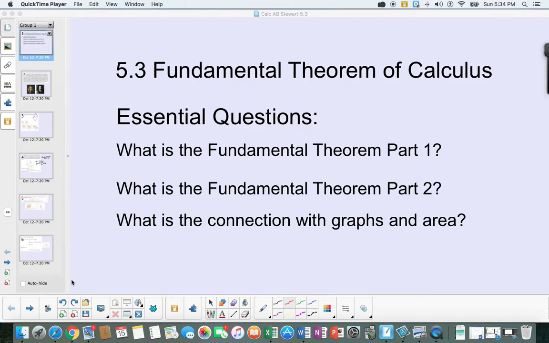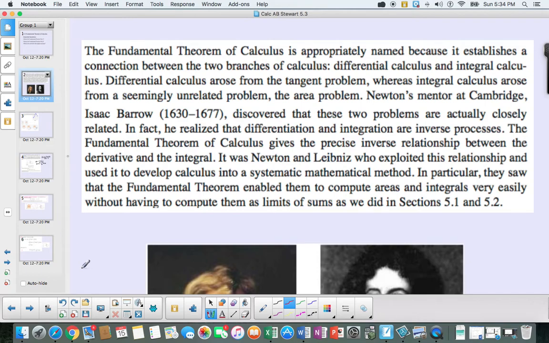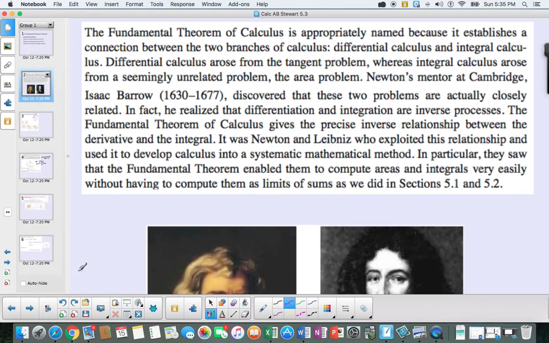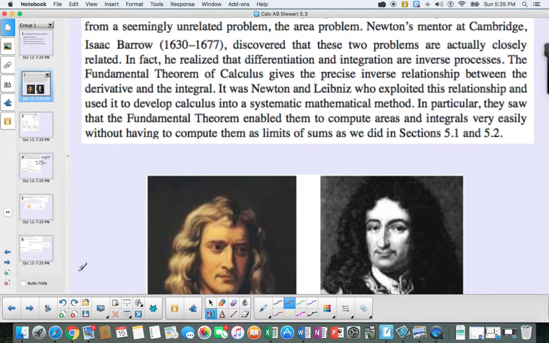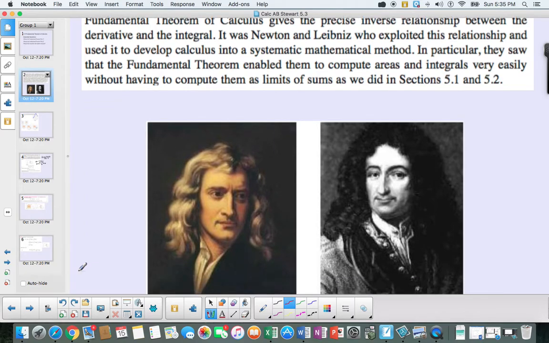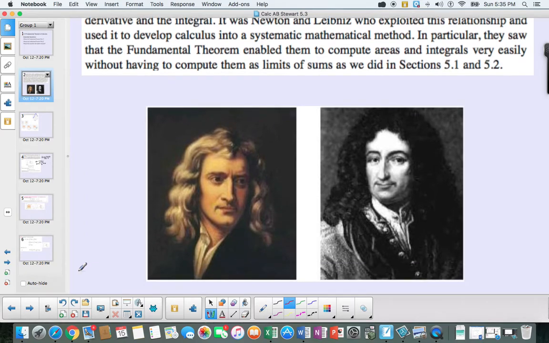5.3 Fundamental Theorem of Calculus. Read through the essential questions to see what we're going to be covering in this lesson. Take time to look at the historical perspective of the Fundamental Theorem of Calculus, the breaking ground on the information, and the two mathematicians that added so much to what we use as its results.